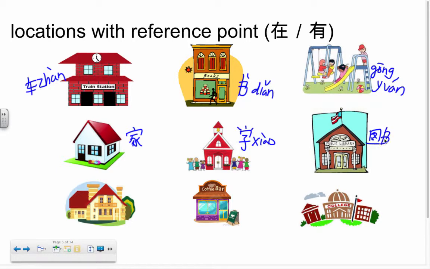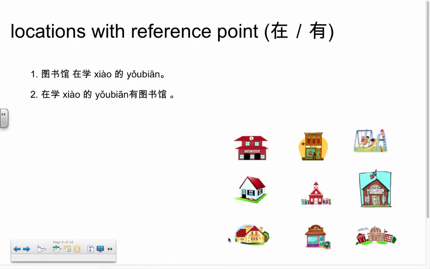图书馆. This is going to be our house or my house, 我家. It's going to be the coffee shop, 咖啡馆. And then finally the college or the university, 大学. Okay, good. Just a quick little review. Sorry about the messy characters. I'm on a trackpad.